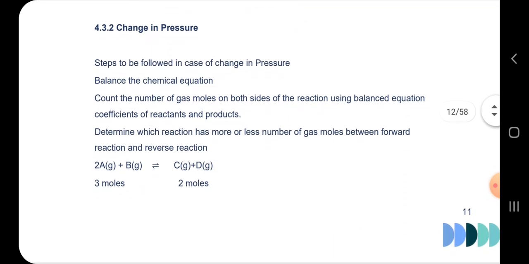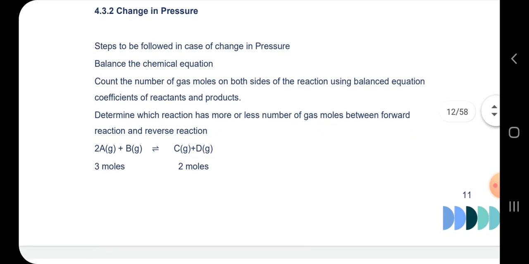And then you can see this note of change in pressure. Steps to be followed in case of change in pressure: balance the chemical equation. So you see the moles here. In front of A we have 2. That 2 is a mole. And in front of B we have 1. So those are 3 moles. And then on the right hand side we have C, which has 1, plus D, which also has 1. So it's 3 and 2 moles. You see, the sides are not the same.